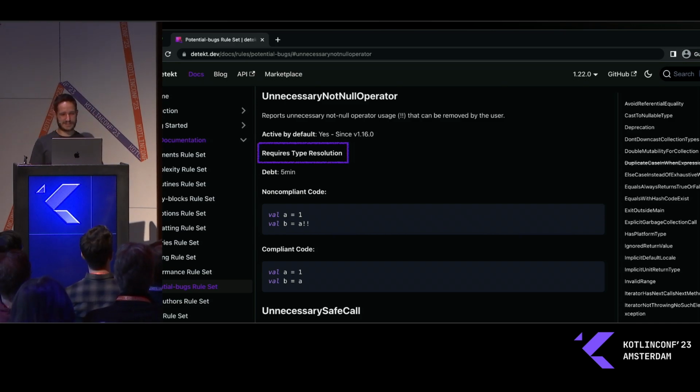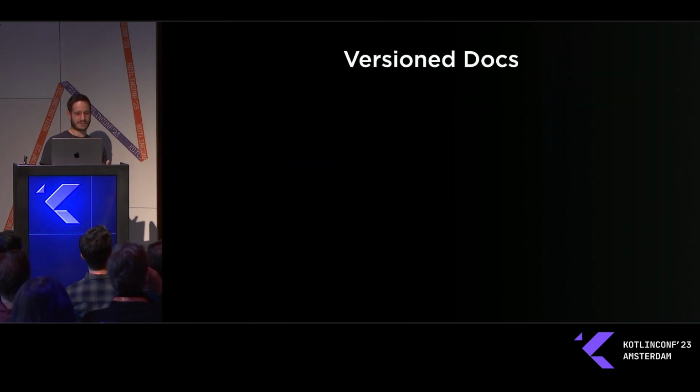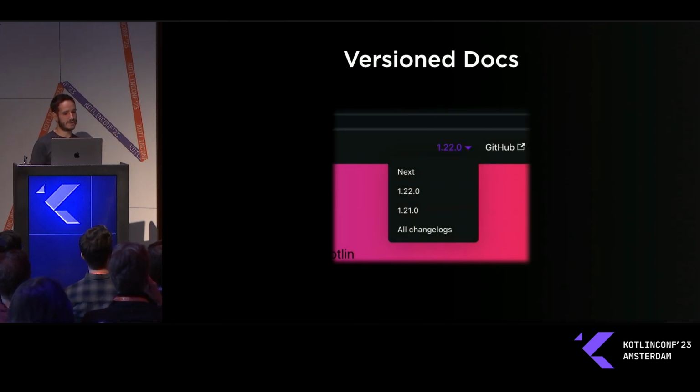This new redesign of the website also allows us to have versioned docs. This is another source of confusion for users because we evolve our rules, we add new configuration, and people say, I go on the website, I see this config field, but it doesn't work on my project, because they're using an older version of Detekt. So now you can find for every rule which config is available on any given version.